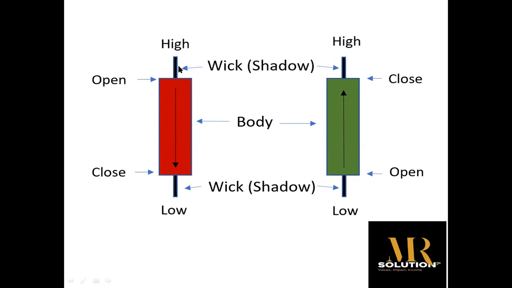Then between the high and the open of the candlestick is what we call the wick. Some persons call it the shadow. The space between the open and the high, where the price was pushed up to before it went low, is called the upper wick. And this region where the price fell to before it was pushed up is the lower wick, also called shadow.